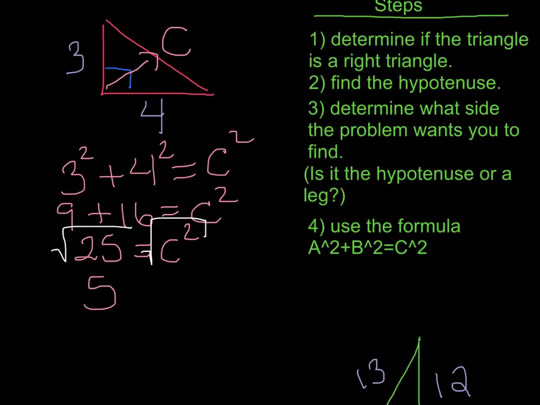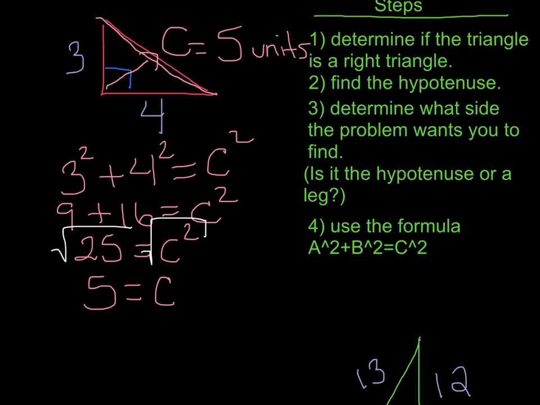and if I find the square root of 25, it's going to be 5. It's equal. So if I find the square root of an exponent, they cancel out, okay? So I'm just going to bring down a C. So my answer is going to be 5. The length of side C will be 5 units.